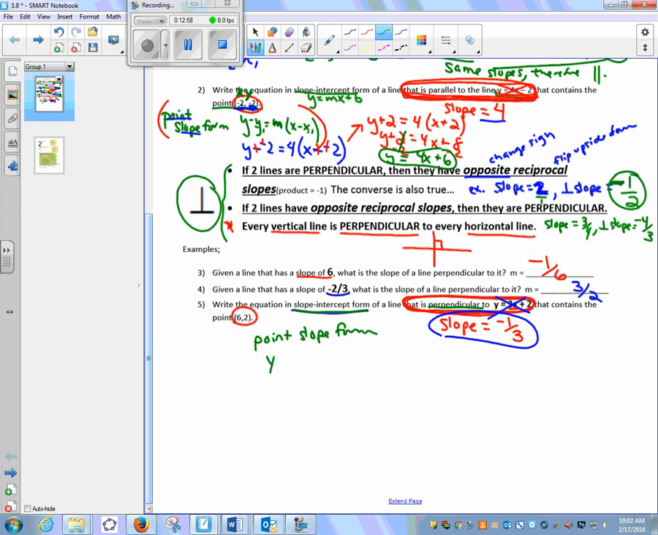You've got y minus y1 equals m times x minus x1. So you're going to do, remember this is x, y, x1, y1. So you're going to do y minus y1 is 2, right here. And the slope m is -1/3, x minus, and then x1 over here is 6.